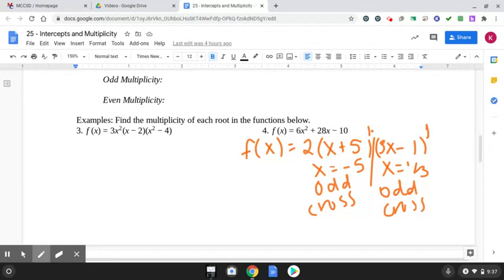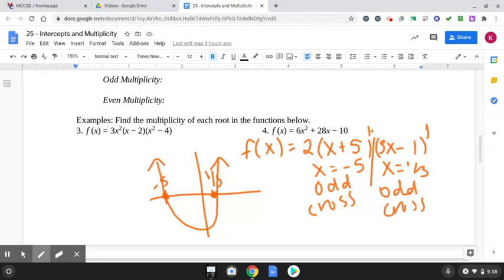If you look at the graph of this function, this will be -5. This will be 1/3. They both cross right on through. They're not tangent at all. So it really goes down and then comes up. Only time it touches the x-axis are at the 2 roots.